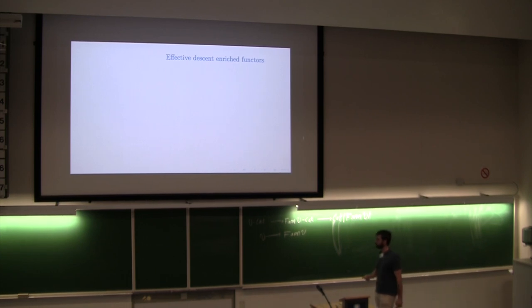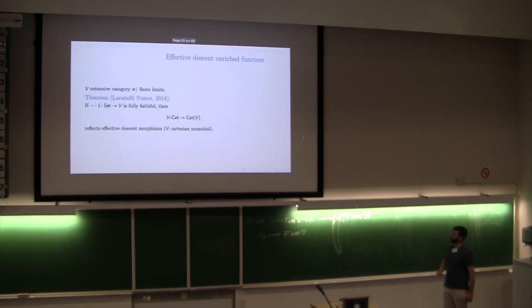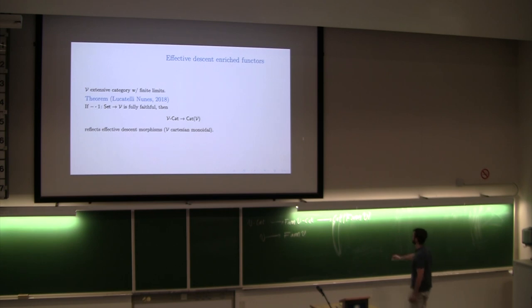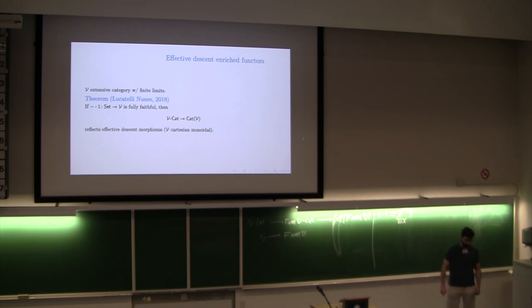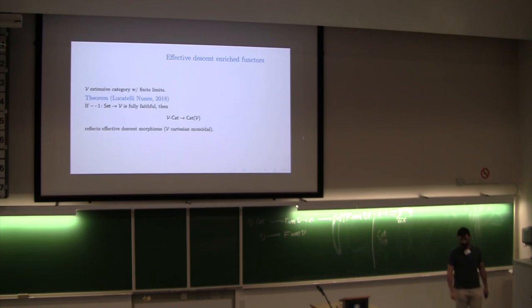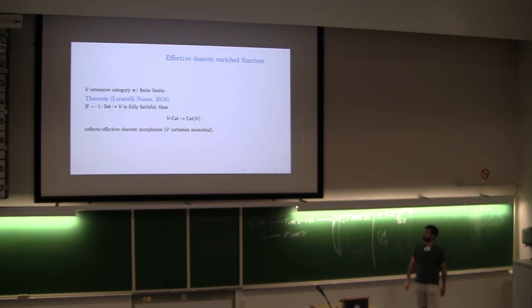Now we have the result of Lucatelli Nunes. We take an extensive category. If the functor, the copower with the terminal object, which is given on sets by the coproduct of the terminal object indexed by x, is fully faithful, then we have an embedding which reflects effective descent morphisms, and we are taking V to be Cartesian monoidal. From the previous examples, this one satisfies that property, that functor will be fully faithful, and it will be for the category of topological spaces. But if V is a topos, it's only true if it's a connected Grothendieck topos.